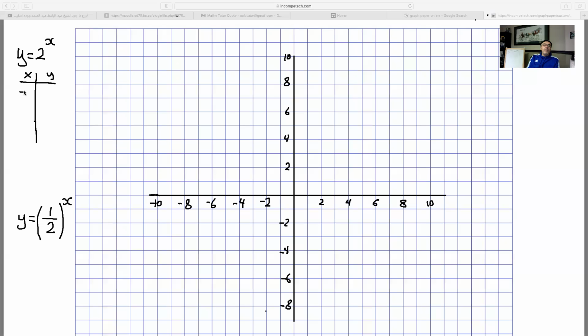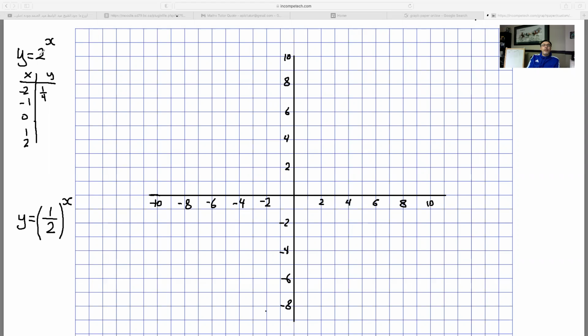So I'm going to go maybe with -2, -1, 0, 1, 2. If I put in -2 for the x, 2 to the power of -2 is the same as 1 over 2 squared, and 1 over 2 squared just gives you 1/4.